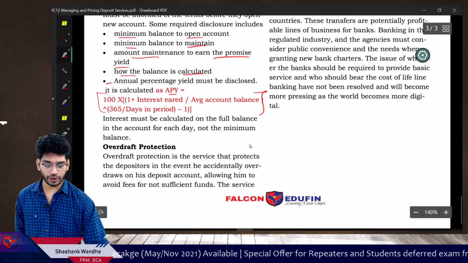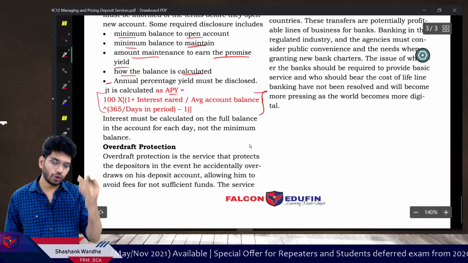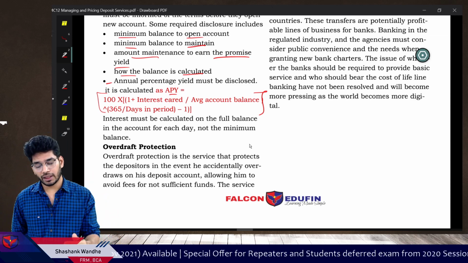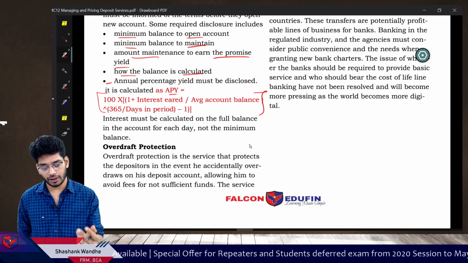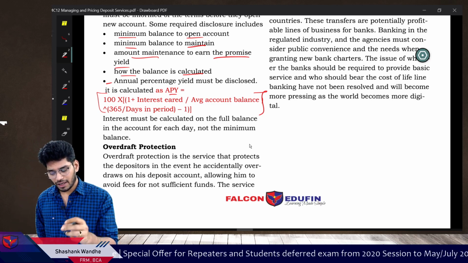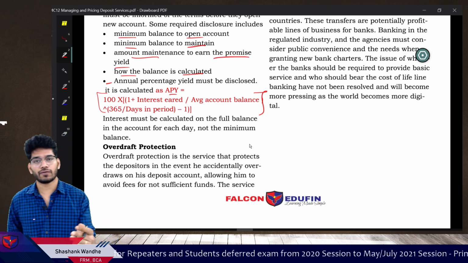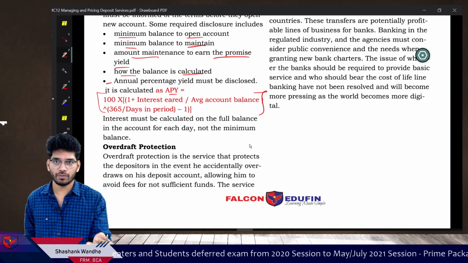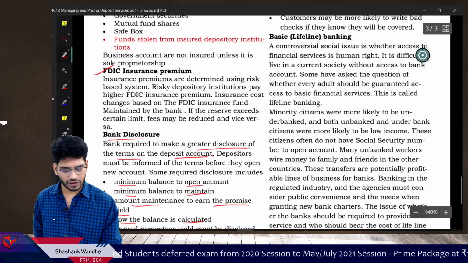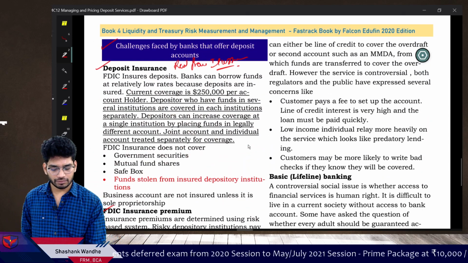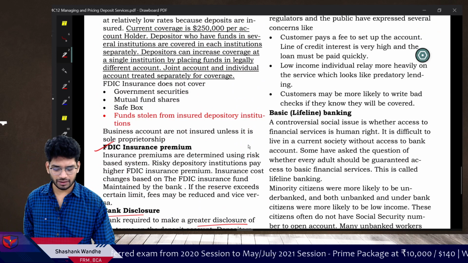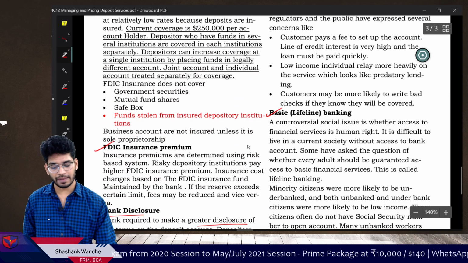Then overdraft protection. In an OD account, if you overdraft the money, then you are charged some penalty. In this part, you have to see that there are services which protect the customer from overdraft penalty. It's very simple. And then read the basic part, which is very easy. And then you have basic lifeline banking.